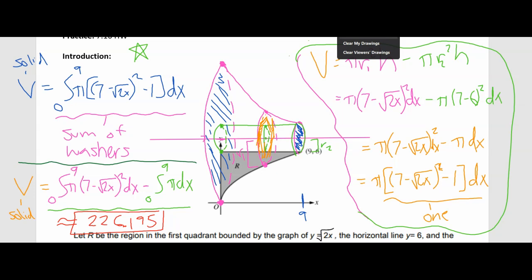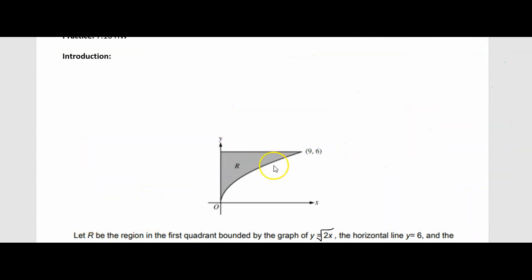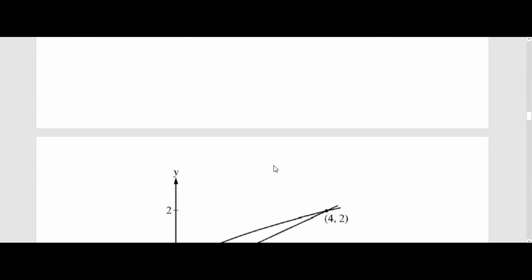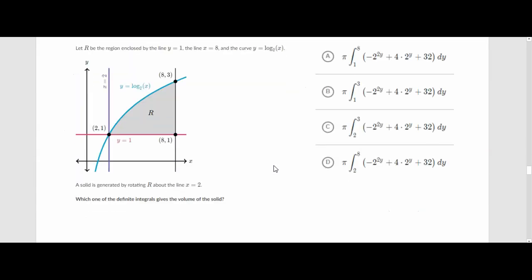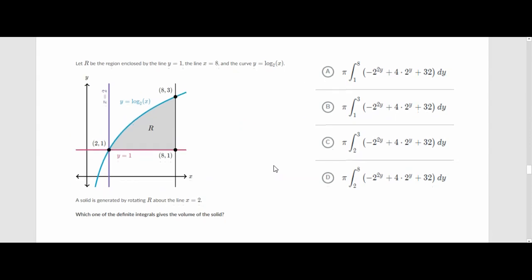Okay, let's do one example where our washers are perpendicular to the y-axis. Got a bunch of problems in this lesson, so we're going to skip all the way down. Here's one. This time we just have to set up our integral. We do not have to evaluate it.